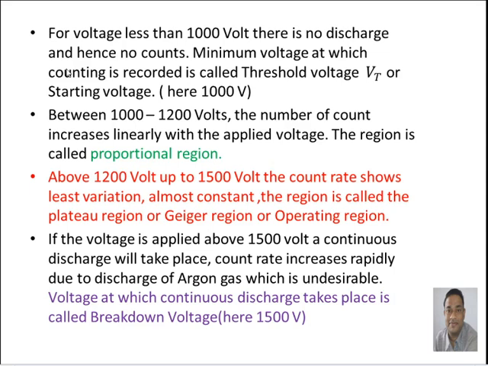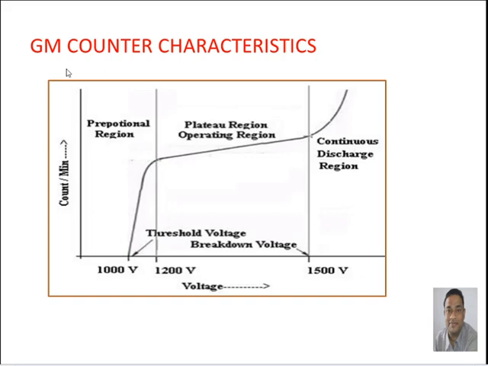The minimum voltage at which counting is recorded is called the threshold voltage. It is denoted by Vt, or it is also called the starting voltage in some textbooks, denoted by Vs. In this particular figure, the starting voltage or the threshold voltage is 1000 volts. So what does it mean? Unless the GM counter is getting an input voltage of 1000 volts, it will not record any count. It will not display any count in the display unit.